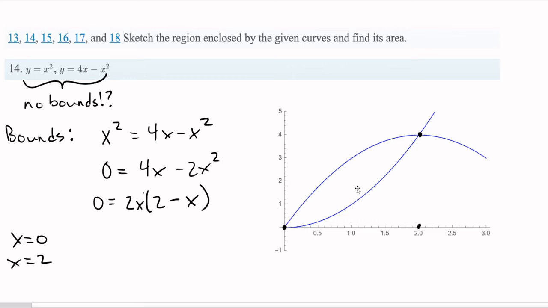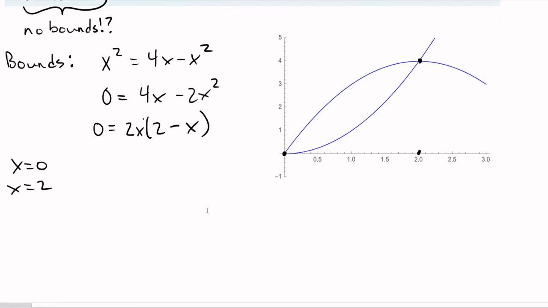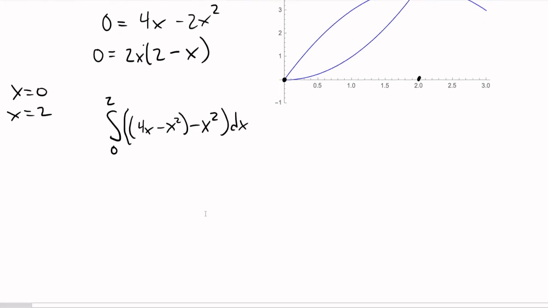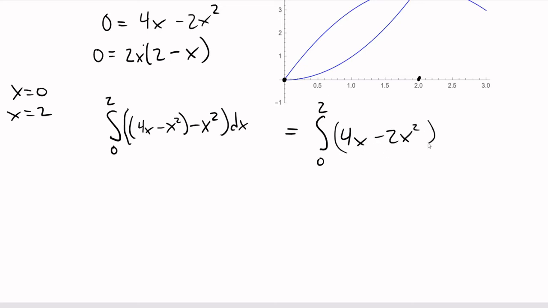Okay, so we now have the top and bottom. We now have the bounds. We can set this up. So we're going to end up getting the area is equal to the integral from 0 to 2, and then the top function, 4x minus x squared, minus the bottom function, dx. Okay, so then we end up just having to combine this. So this is one scenario where it's nice to have them just combined together, right? Because there's simplification. 0 to 2, 4x minus 2x squared dx.